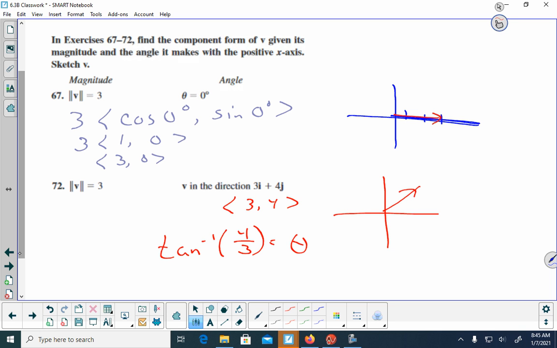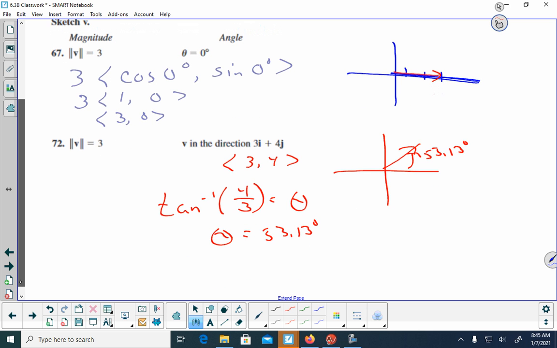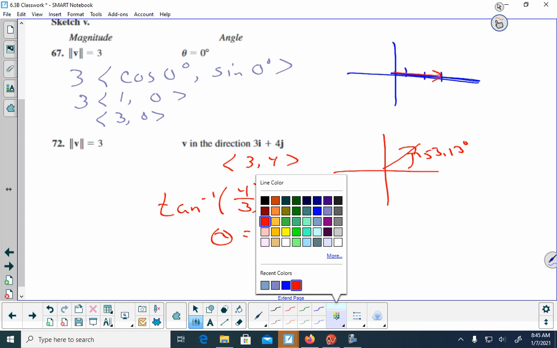When I first put that in my calculator, I get 0.927295. Change that to degrees, and I get 53.13 degrees. So that angle, which is in the first quadrant, matches my vector, which is in the first quadrant, so that's great. Now to find this vector that has a magnitude of 3, I'm going to take 3 times the cosine of 53.13 degrees.